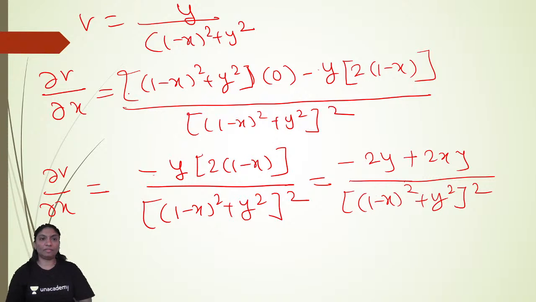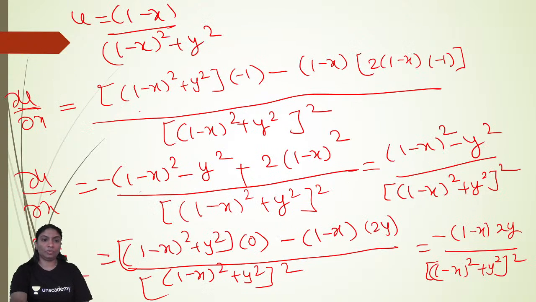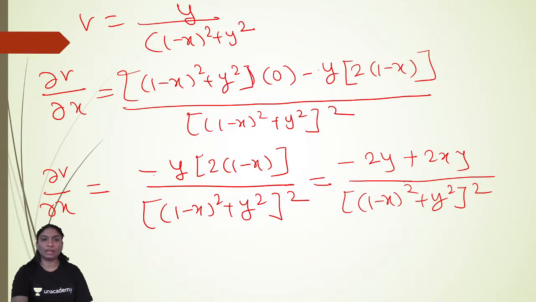∂v/∂x is equal to this. Now we can check whether the given functions satisfy the CR equations or not. Here ∂u/∂x is equal to (1 − x² − y²)... so ∂u/∂x is equal to ∂v/∂y. This is your ∂v/∂x only. Now we will calculate ∂v/∂y.